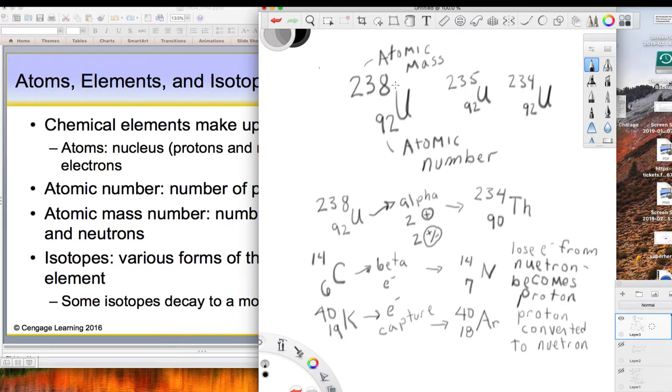Remember, iso means the same, tope is type. That's because this number here is all the same, 92. And 92 refers to the atomic number. And the atomic number is the number of protons in the nucleus. What's more, it defines the atom. Remember, the atomic mass, or the isotope number up here, is the number of protons plus the number of neutrons.